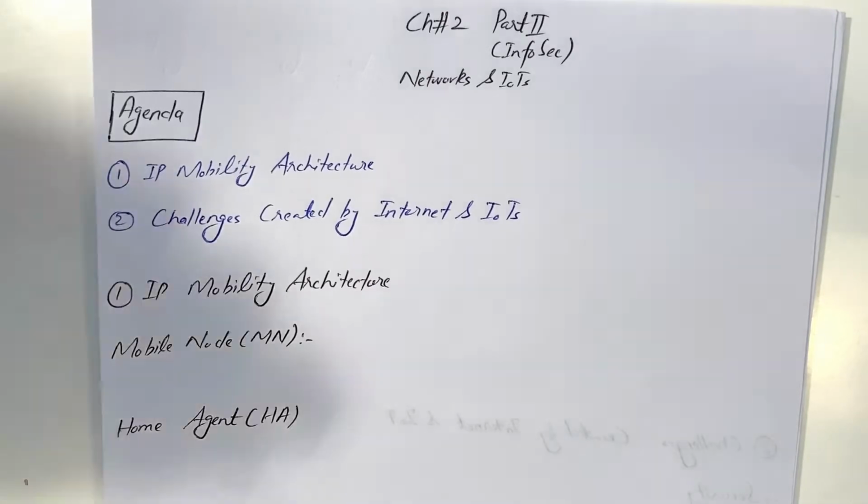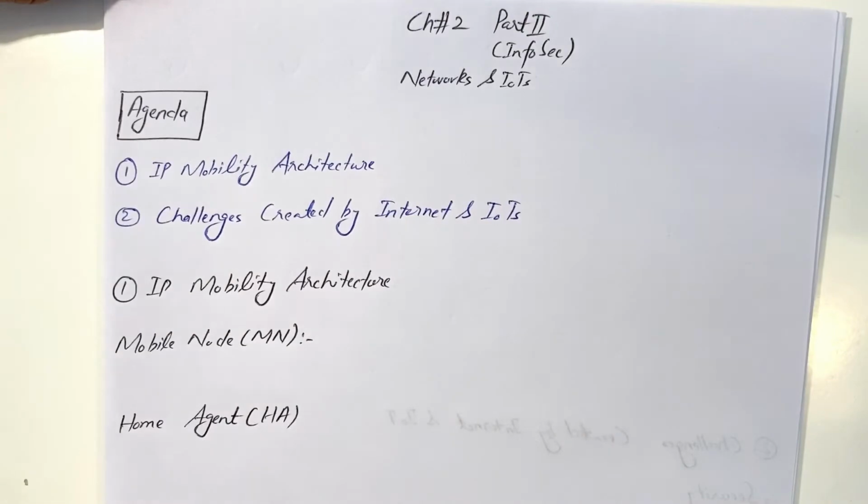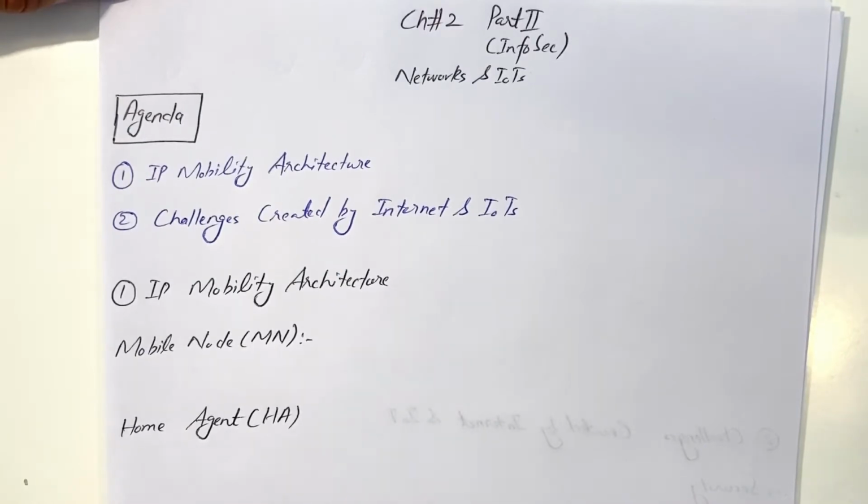So in this part, we have two main agenda items, starting with the definition of, or you can say the architecture of IP mobility. We'll discuss IP mobility in detail, and we will discuss the characters of IP mobility as well. And the last is going to be the challenges created by the internet and specifically the IoT.